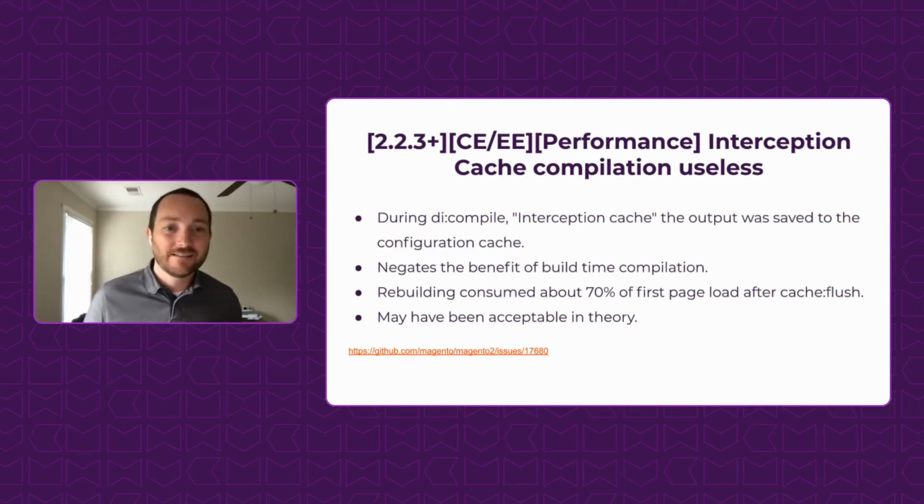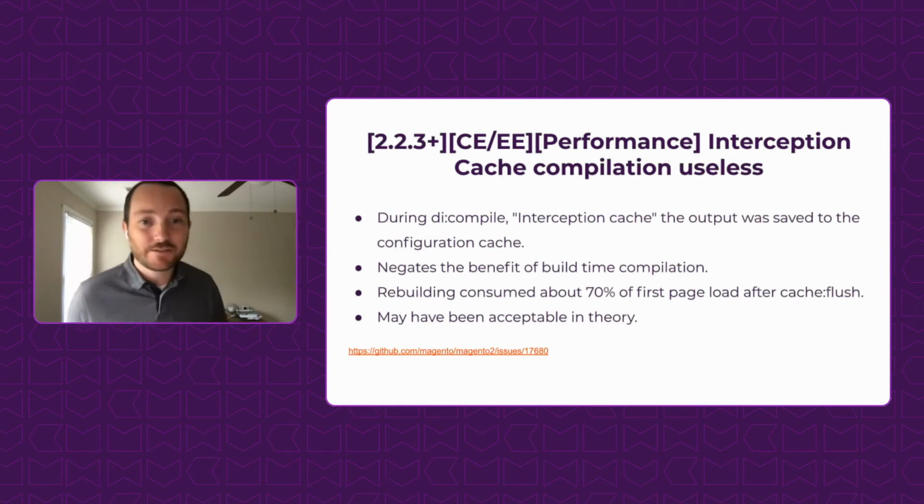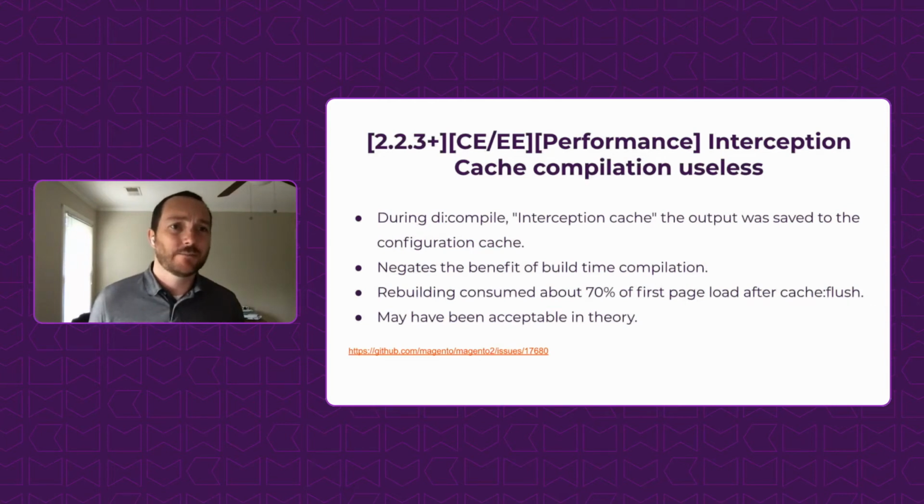It caught my eye: "The Interception Cache compilation is useless." At first I was looking at it and thought, I don't really understand what the interception cache compilation does. I've run setup:di:compile, I see the different steps, and I know that's one of those steps, but that's all I know. So I'm reading through the issue, and it shows you that you run this command, you see that it's generating the interception cache, but then the interception cache is written to the configuration cache, which actually winds up in the backend cache.